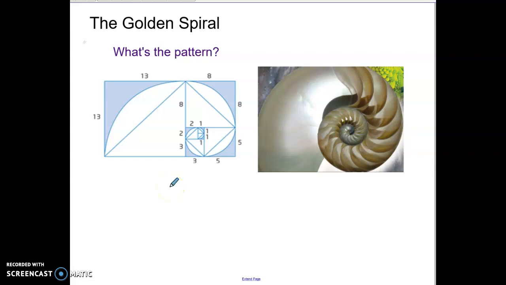Hello, grade 11s. We are starting today a new chapter, chapter 1, and this one's all about patterns. So let's start by taking a look at this very famous pattern of the golden spiral.